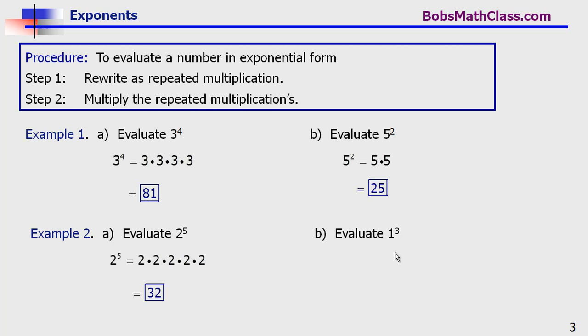Okay, last one on this page is 1 to the third. So that's 1 times 1 times 1. Well, 1 times 1 is 1. Times 1 again is 1. So it doesn't matter how many 1's there were. This could be 1 to the 30th. 1 to any number would just be 1.